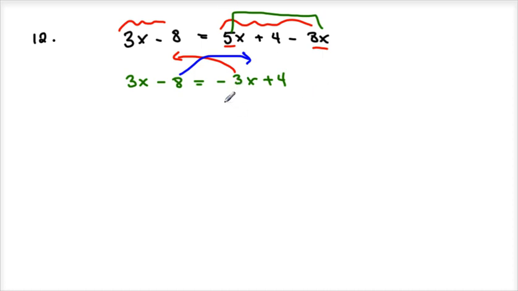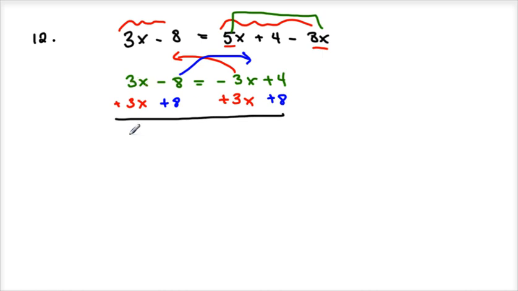So how do I get this -3x over to the left side? Okay, I'm going to do the opposite. Very good. Plus 3x. And how do I get this -8 over to the other side? Good, we're going to do the opposite again. So add 8 to both sides. Okay, and let's see what we're left with.